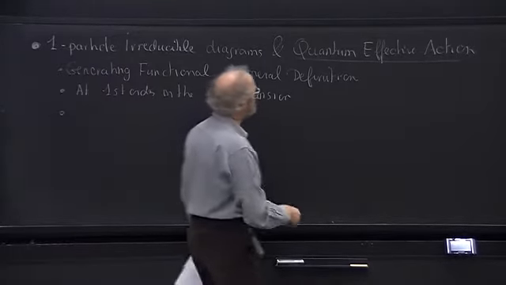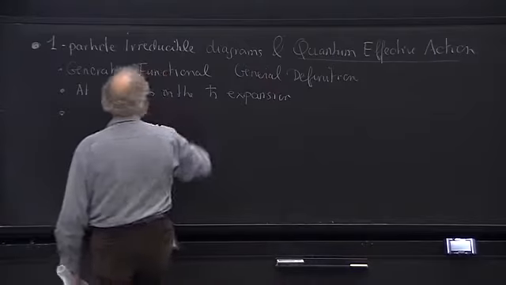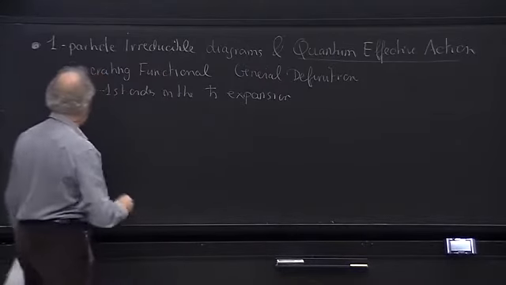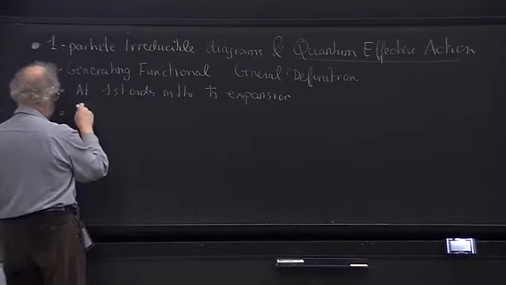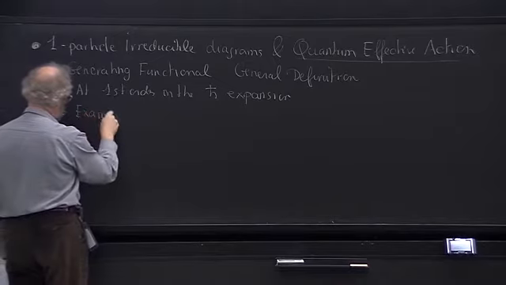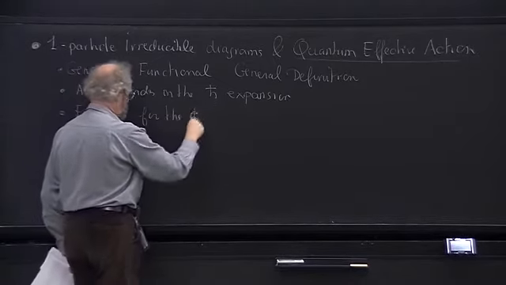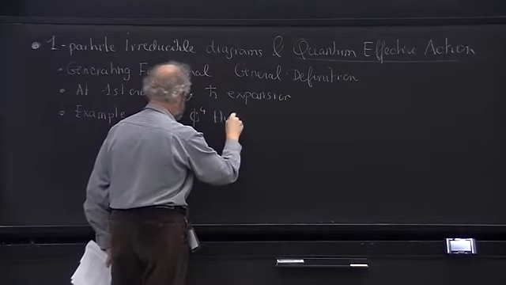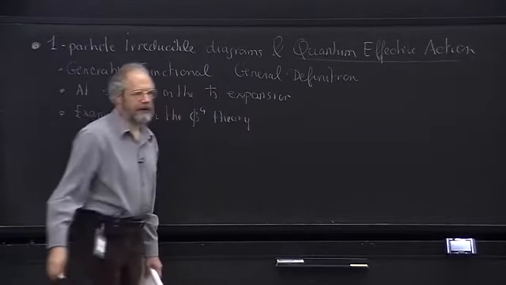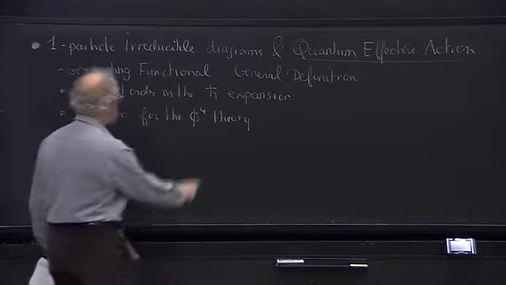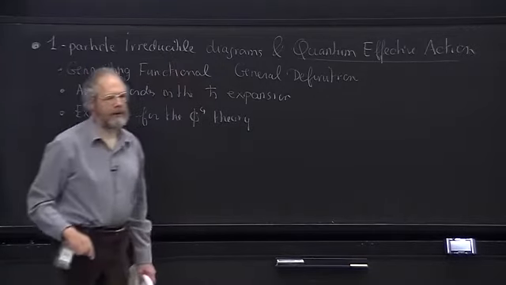Okay? And I'm going to show on this general relation the relation between the formal definition in terms of path integrals and the irreducible diagram. So I'm going to do an example of a calculation for the theory we are interested in, which is the phi-4 theory, which is going to illustrate this general formula.